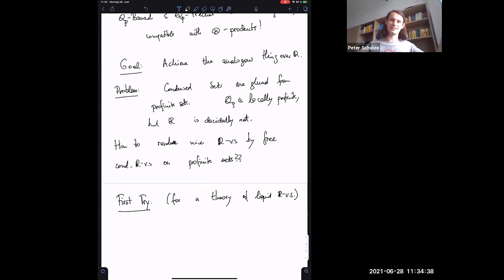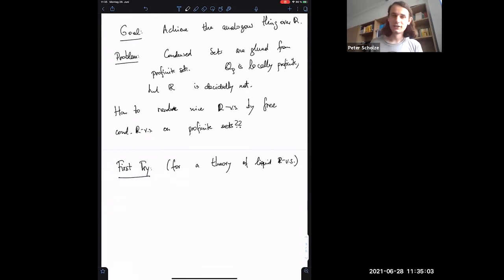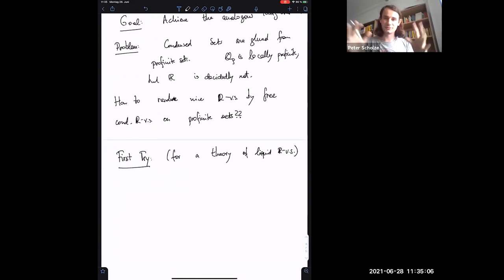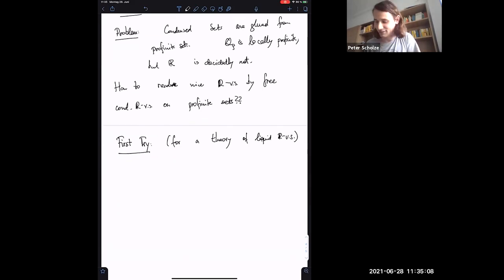So we need to do something else with the real numbers. If you think of condensed things as clouds and profinite sets as something like gas, then the solid things are like the most cooled down things, the most rigid things. And these liquid R vector spaces that we will define are somehow intermediate. They're more condensed, like liquid. Sometimes they will even depend on an auxiliary parameter that one might think of as the temperature, but you can't make them completely solid. Anyways, that's just about the names.